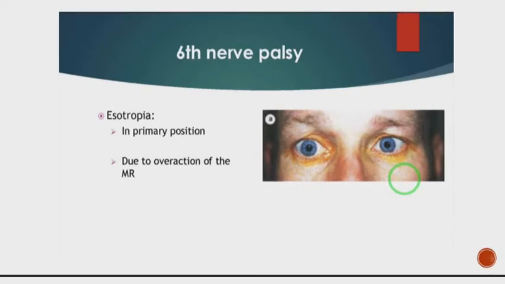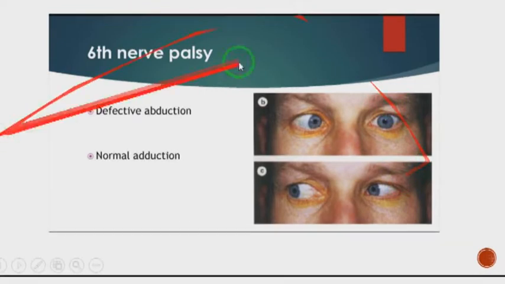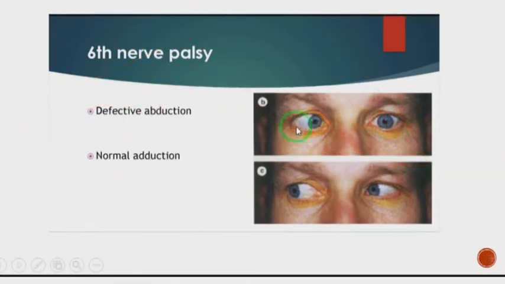As regards the sixth nerve, which is the abducent nerve, in the primary position, the patient has annoying esotropia. Why? Because the abducent supplies the lateral rectus, which is the main abductor of the eye. So when the abduction is lost, the medial rectus takes the upper hand and the eye will be in an adducting position, which causes esotropia. There will be, as seen here, defective abduction. By asking the patient, the affection is here in the left eye. We ask the patient to move his eyes to the left. He cannot abduct this eye, but there is normal adduction.